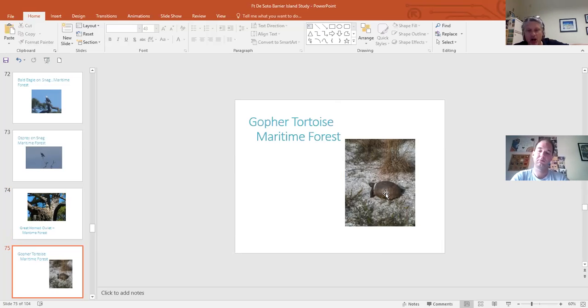These guys dig long burrows. Other animals run and live in those burrows during fire. So they allow animals to survive the frequent fires.